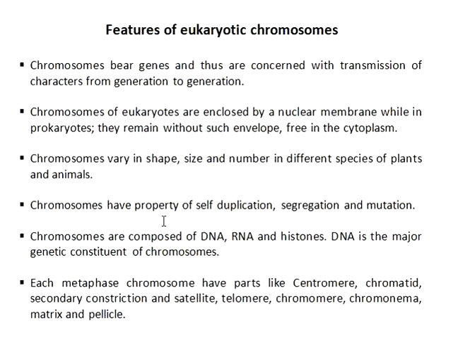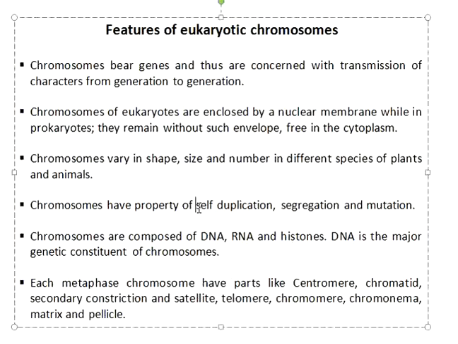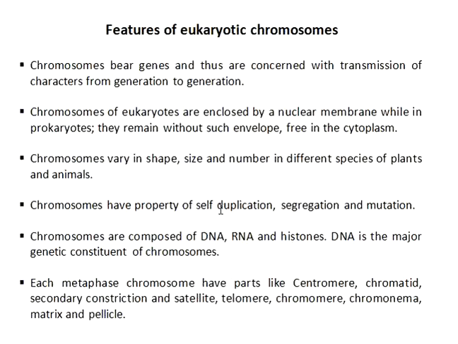Next, chromosomes have the property of self-duplication. Before the start of mitosis, the chromosome replicates to form an identical copy. Chromosomes also show segregation, meaning they get segregated from each other during cell division. They also show mutations, such as various chromosomal aberrations. Chromosomes are mainly composed of DNA, some amount of RNA from transcribed regions, and histone protein. DNA is the major genetic part of the chromosome, highly condensed with histone molecules to form a chromosome.